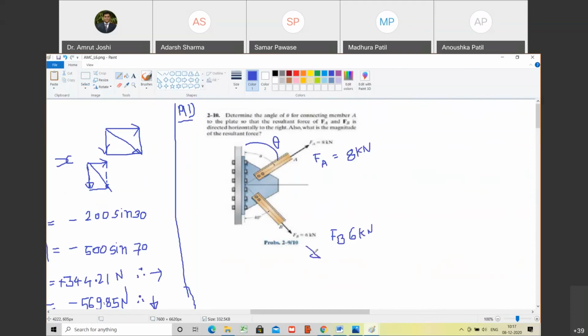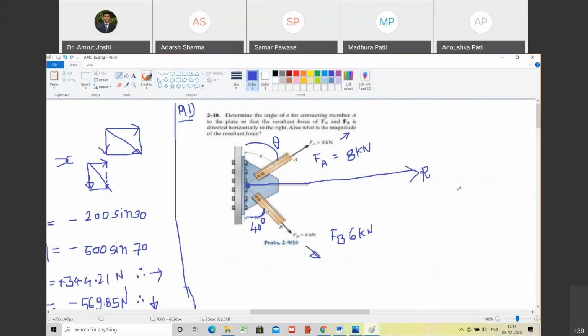Yes, sir. It is pulled. This is also pulled. So both are pulled. And this is angle theta. These two forces are meeting at this point. This angle is 40 degree with the vertical. All this data is given and you want the resultant to be horizontal. Are you with me? So R should be directed along this; this is the condition that is given.